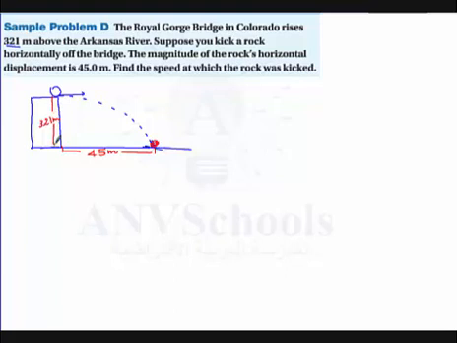Find the speed at which the rock was kicked. We want to find the initial speed. It looks the same as what we did before, except the numbers are different, so we will follow the same procedure. The horizontal displacement is given by V naught multiplied by the time interval t. So 45 meters is equal to V naught multiplied by delta t.